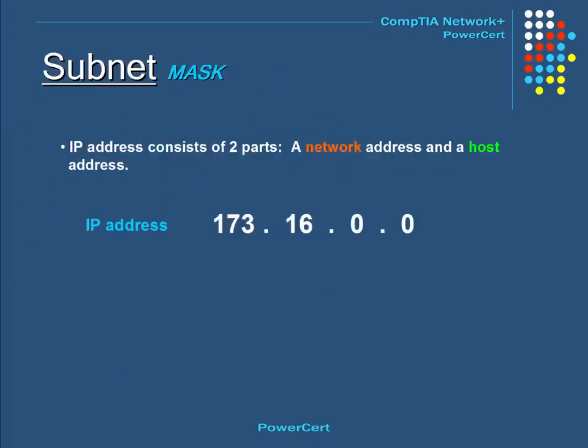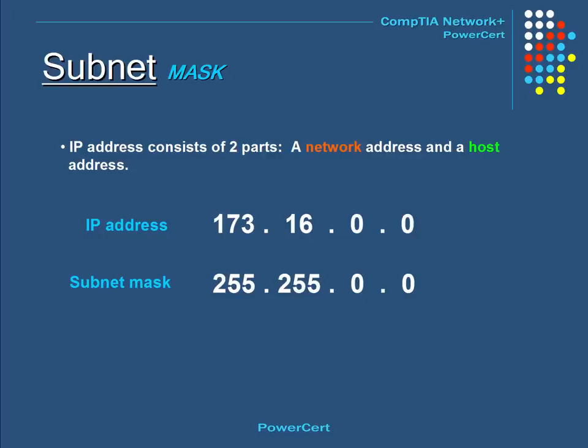As stated previously, an IP address has 2 parts. One part is designated for the network, and the remaining is designated for the host. So the way to tell which portion belongs to either the network or the host is where the subnet mask comes in. A subnet mask is a number that resembles an IP address.